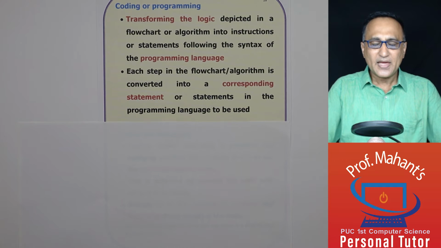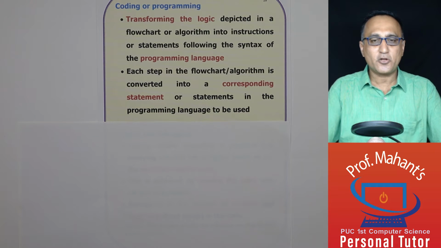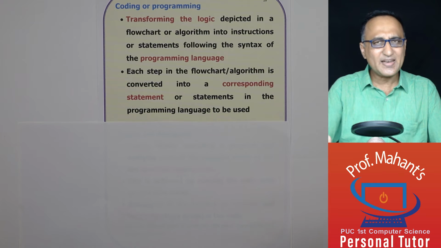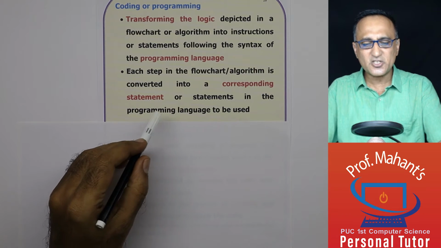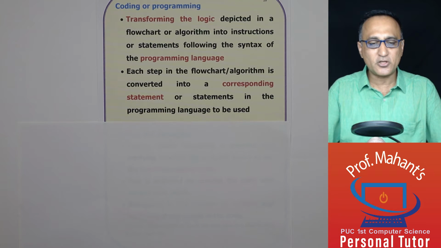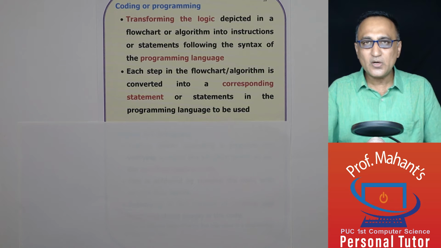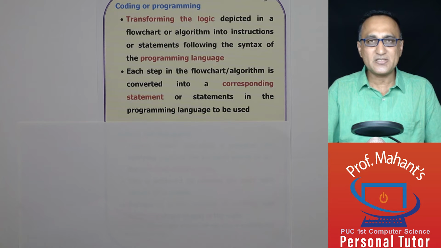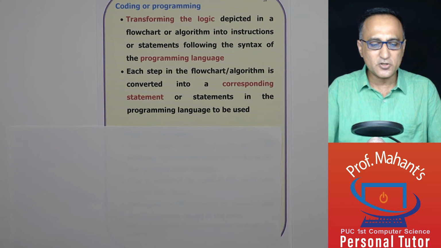Now, every step in a flowchart or algorithm is converted into a corresponding instruction or statement in the programming language that is to be used. So the next step after developing the flowchart or the algorithm is to transform them into the language you're going to code. It could be C, C++, Java, COBOL, Fortran, or any other language you really are going to use.